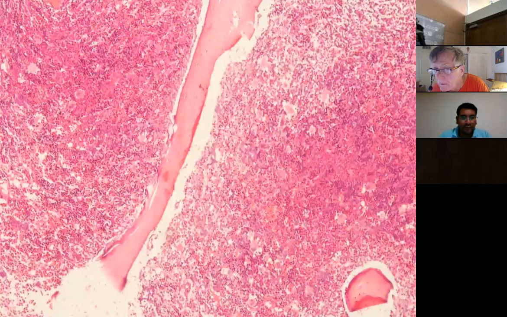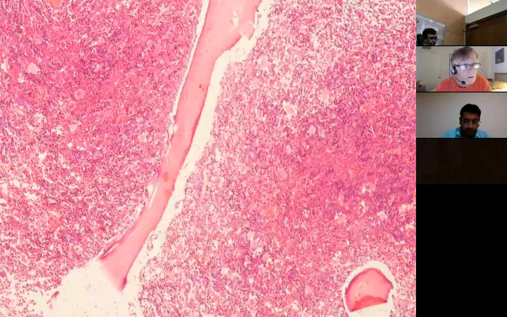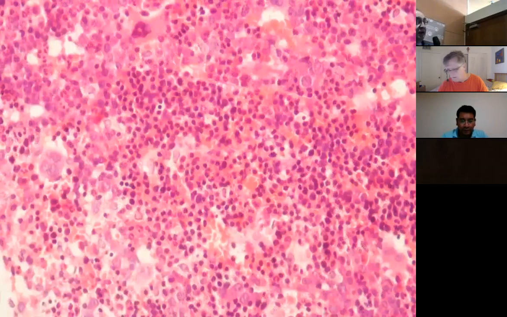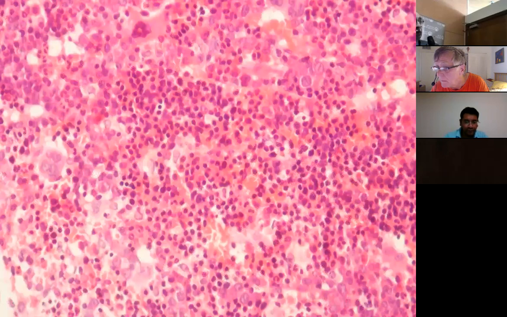So this is from the paraspinal mass, and you can see there is bony trabeculae here, and this is the bone marrow, which is extremely cellular, almost 100% cellularity. At this power, you can see some megakaryocytes, and these are the other hematopoietic cells. This is higher power. You can see this is trilineage hematopoiesis. Megakaryocytes here. These dark cells with small round nuclei are the erythroid precursors, and the larger cells with lighter staining nuclei are the myeloid precursors.